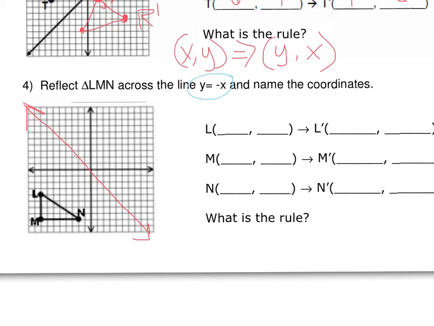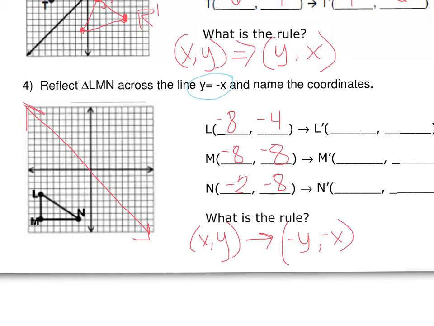So let's first find the coordinates of LMN. So when you're reflecting across the opposite of the parent function, y equals negative x, I'm going to go ahead and give you the rule, and then we're going to apply the rule to the original coordinates and get our new coordinates. So the rule for reflecting over y equals negative x is you take your original ordered pair and you change it so that the opposite of the y becomes the x and the opposite of the x becomes the y. Again, this does not mean negative. It means opposite, so that's going to confuse you.